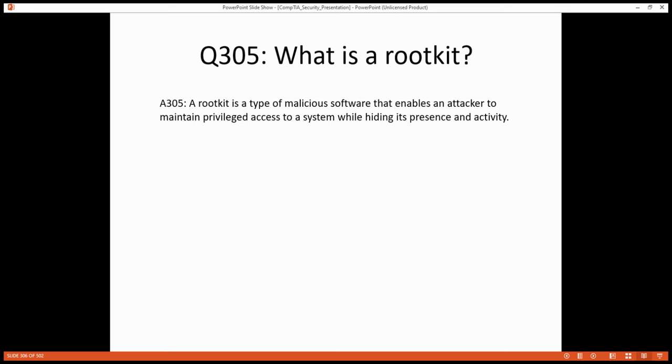Q305. What is a rootkit? A305. A rootkit is a type of malicious software that enables an attacker to maintain privileged access to a system while hiding its presence and activity.